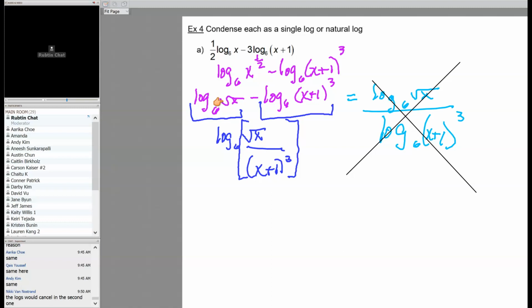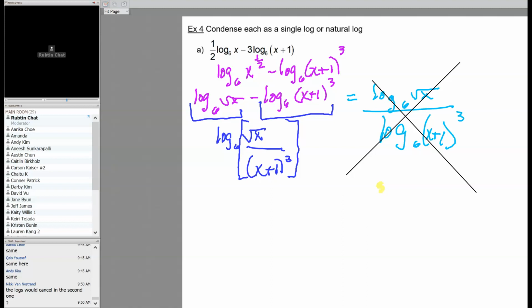No, they would not, Nikki. No, they actually would not. The logs are not going to cancel. You can't cancel this. I'm so glad you said that, because a lot of people think that. That's like saying sine.